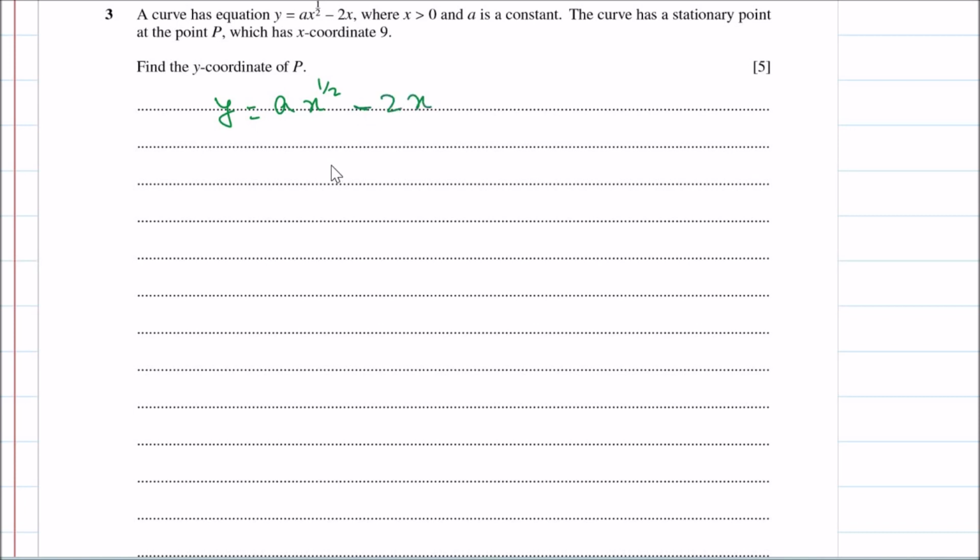Okay, now we will find dy by dx, because it says stationary point is given. That means dy by dx should be 0 at x equal to 9. So we need dy by dx here. So let's find dy by dx, which is equal to half a x to the power minus half, minus 2, because the derivative of x becomes 1. Right? So we got dy by dx.